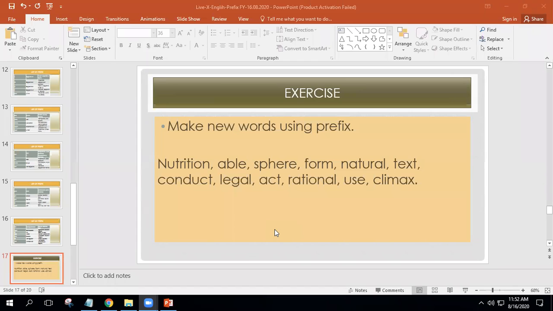Natural. Which prefix can you add? What is prefix? Ma'am, which is placed after a word. Oh no, prefix is placed before a word. Okay, prefix. So, which prefix can you add with natural?